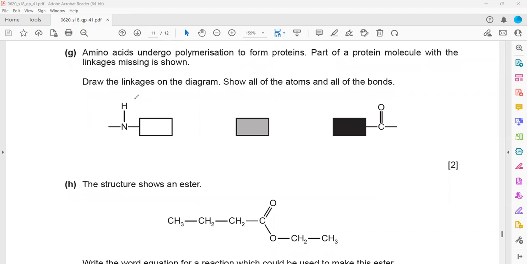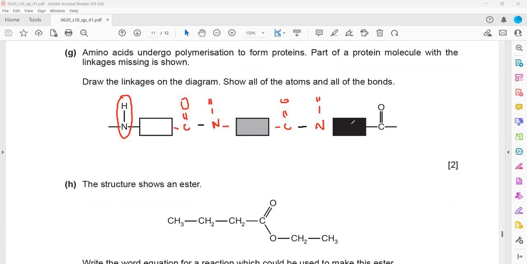If they ask for protein, in a protein, one side of a molecule contains an amine group and the other side has an acid. One side amine group, other side acid. And we link them together, which is by an amide or peptide linkage. If it is a protein.